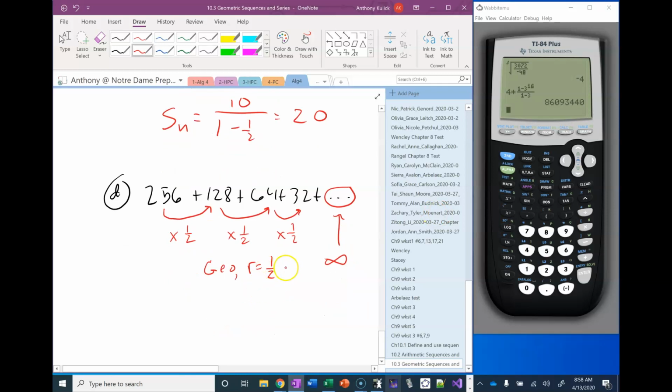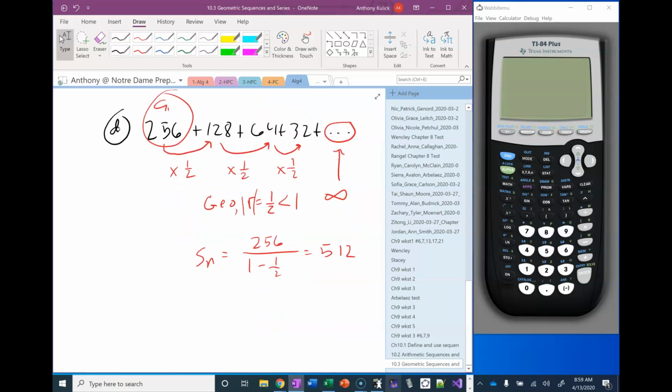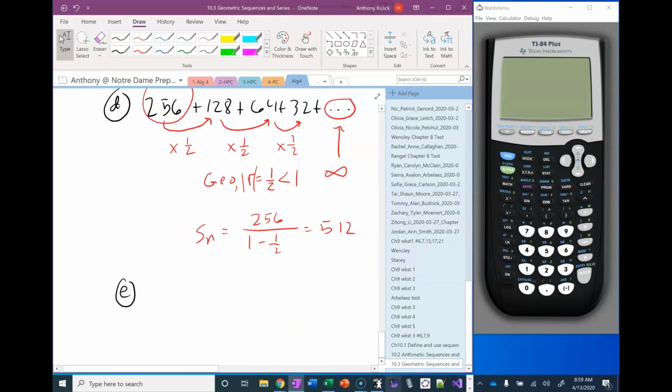So because the absolute value of r is less than 1, and it's infinite, I know that this sum is going to equal the first term over 1 minus r, or 512. Okay, let's do one more.